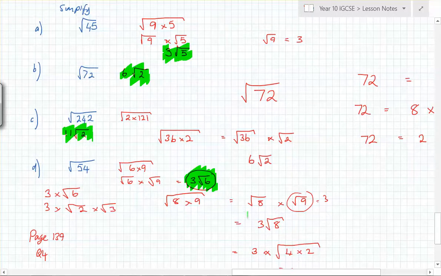4D. You got an answer 6 root 2. It should be 3 root 6. That's what I did. Oh yeah, I can see it. It's a different line. Yes, that's fine.